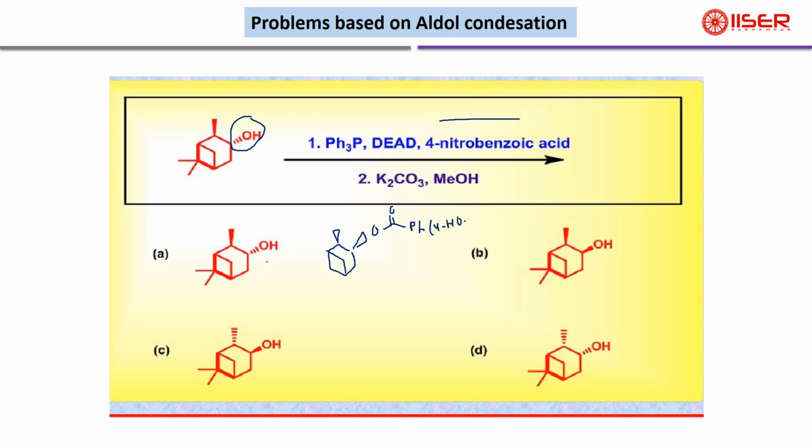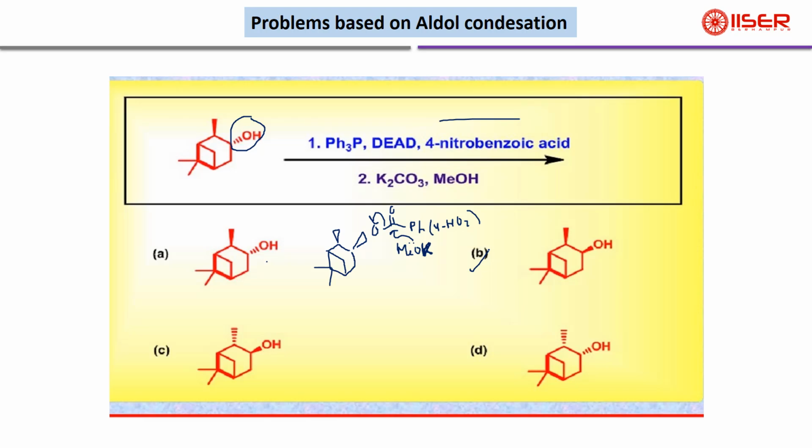Next step. Next, if you add K2CO3 and methanol, what will happen? This methanol and K2CO3 will form potassium methoxide, and this potassium methoxide will attack this ester, performing a transesterification, and the product will be option B.